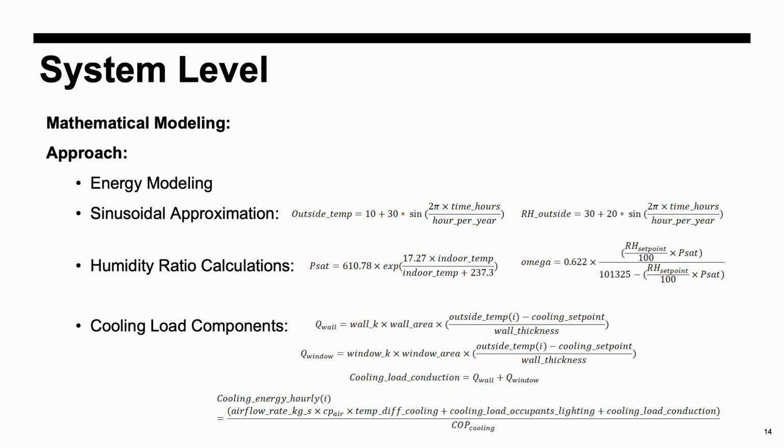At the system level, we use a sinusoidal approximation for outside temperature and relative humidity to simulate seasonal changes. Then, we combine humidity ratio calculations with conduction through walls and windows and occupant loads to estimate the cooling energy demand. This holistic approach gives a realistic annual performance estimate.